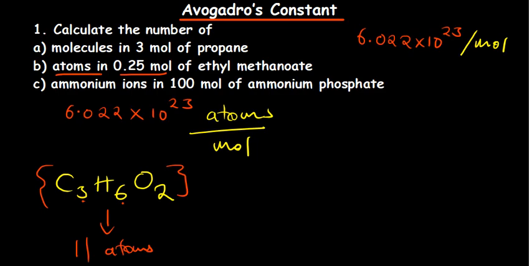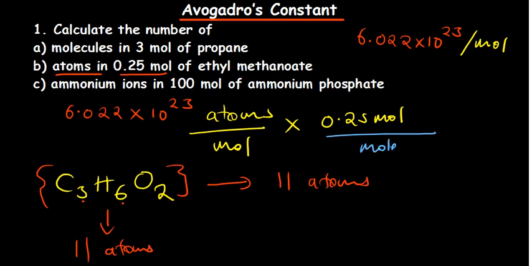Okay, so if we look at what we have now, this is a case where you come up with an equation to say we have 11 atoms being produced per every molecule. So if you've got 0.25 moles, it means the atoms are supposed to be multiplied by 11. Or to avoid that complication, I can just go direct by saying we multiply the Avogadro's constant against the number of moles given, 0.25 moles. So that is 0.25 moles per molecule, right? The molecule of ethyl methanoate.